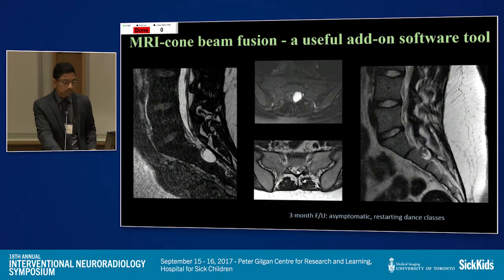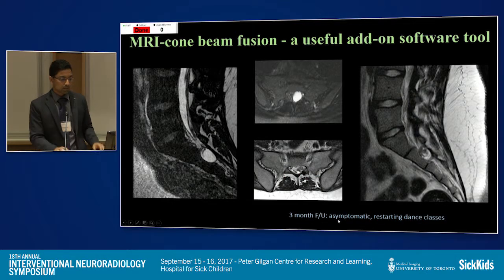This MRI is 1 week out. You can see already there's a collapse of the cyst. Some signal of the glue is seen inside the lesion. Last month, she came for a 3-month follow-up at the clinic, and she is asymptomatic. She has restarted her dance lessons.